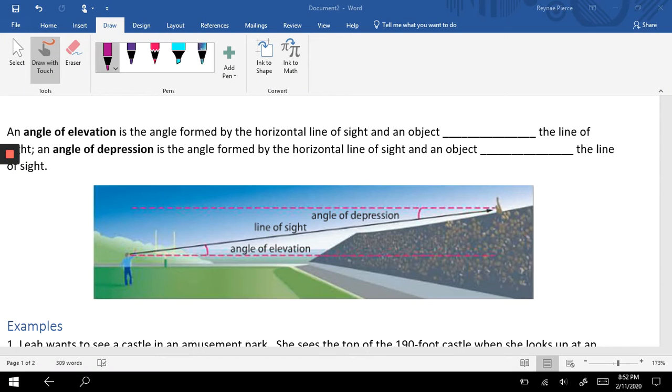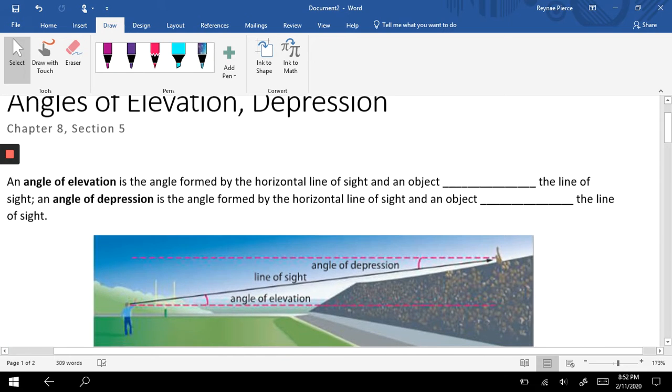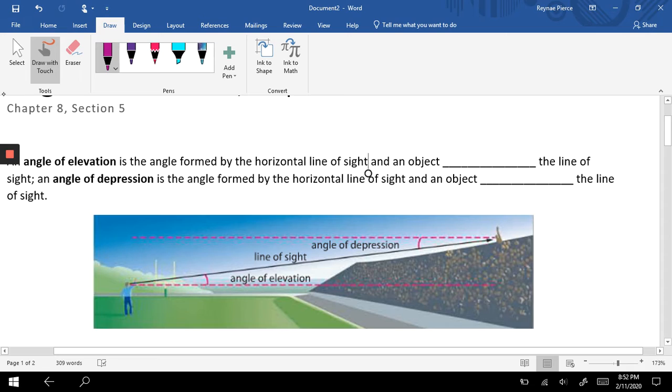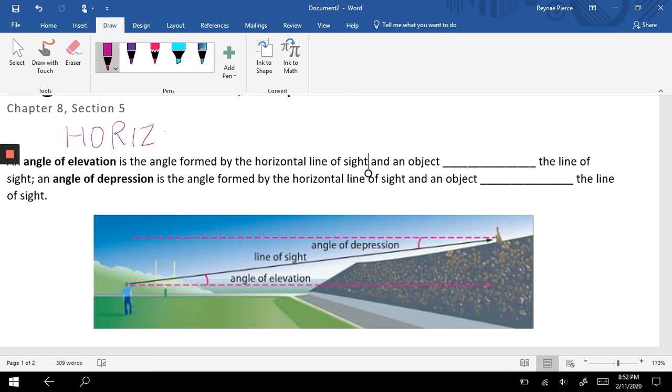All right, the last section in 8.5 is about angles of elevation and depression. Okay, so the thing to keep in mind is that these angles are always created from a horizontal line of sight. Okay, that's very, very important. So an angle of elevation is formed from a horizontal line of sight.